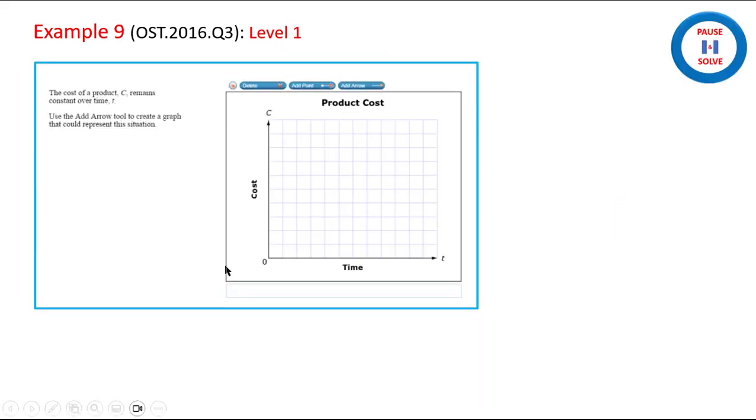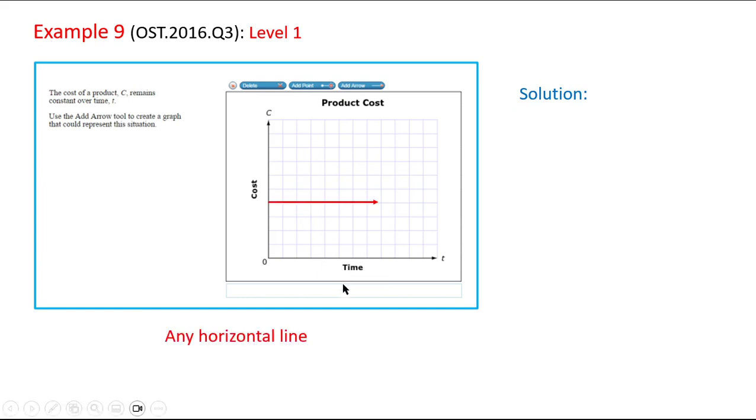Example number 9. The cost of a product C remains constant over time. Remains constant. That's the constant function. And they want you to draw a sample of this function, just like that. Any horizontal line. The cost over time stays the same.